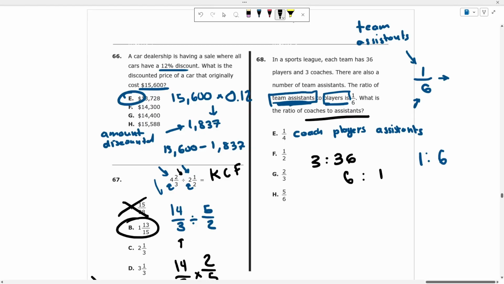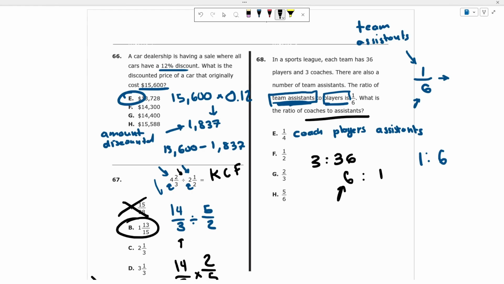And now they want you to find the ratio of coaches to assistants. Well, my answer isn't going to be 3 to 1, because guess what? I can't convert that now. The only way for me to get the ratio of coaches to assistants when I write my ratio out here is if they share the same middle value. In this case, they do not share the same middle value, right?